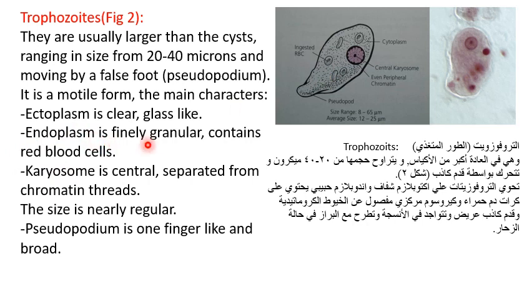The endoplasm is finely granular, and sometimes contains red blood cells, as you see the red or dark spots. The chromosome is central, separated from the chromatin threads. The size is nearly regular. The pseudopodium is finger-like and broad.